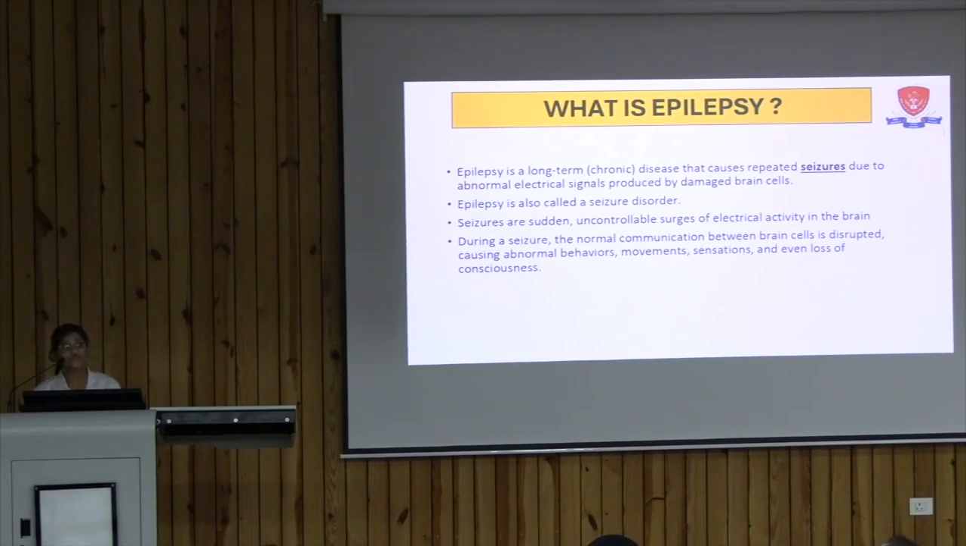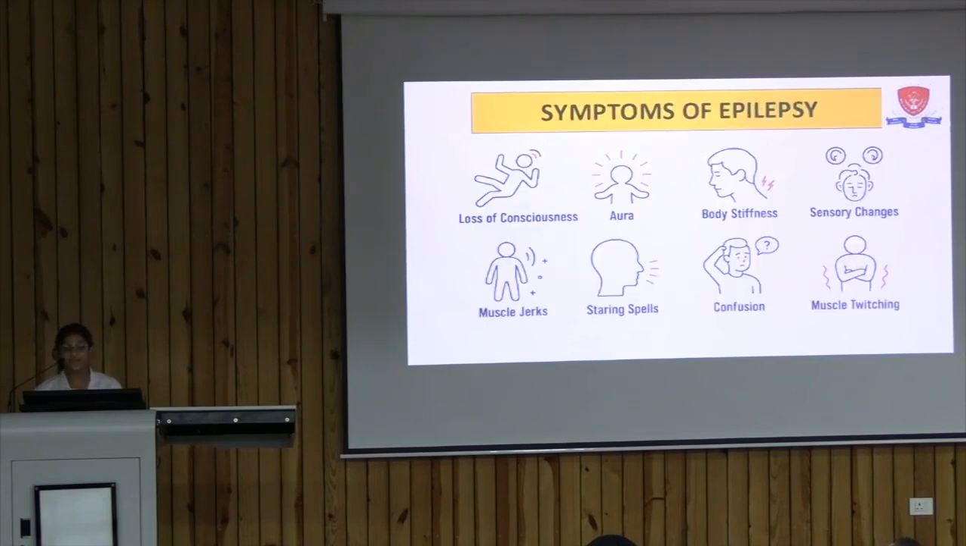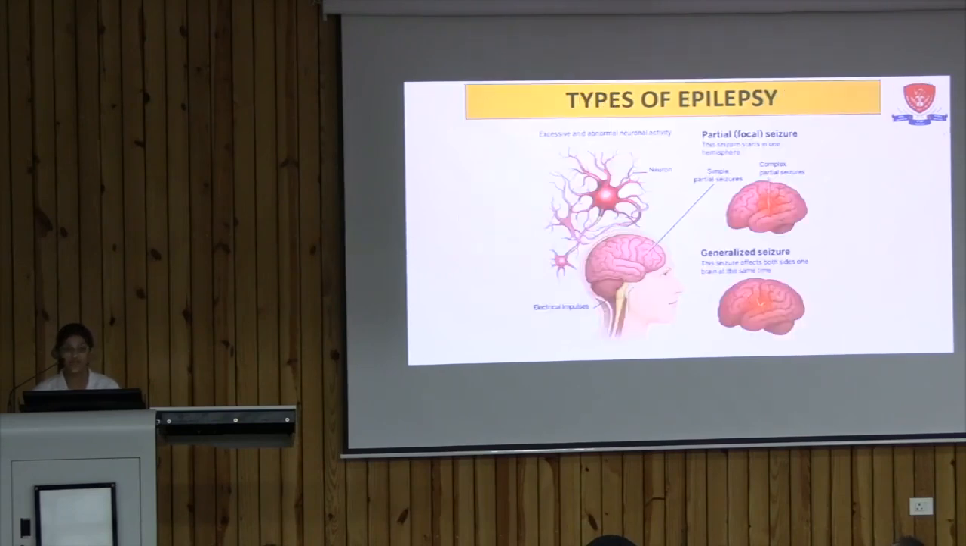Coming to seizures, they are sudden, uncontrollable surges of electrical activity in the brain during which the normal communication between brain cells is disrupted. The causes of epilepsy can range from lack of oxygen and low glucose levels in newborns to stroke and dementia in senior citizens. The symptoms of epilepsy include muscle jerks, aura, staring spells, body stiffness, and sensory changes.